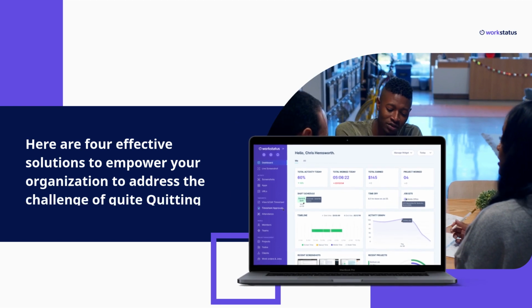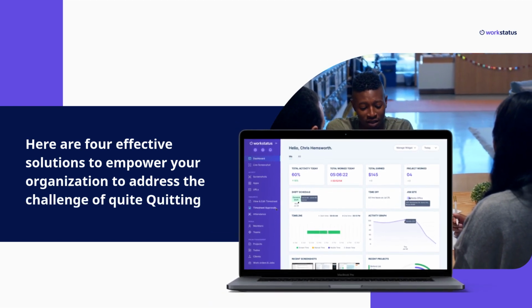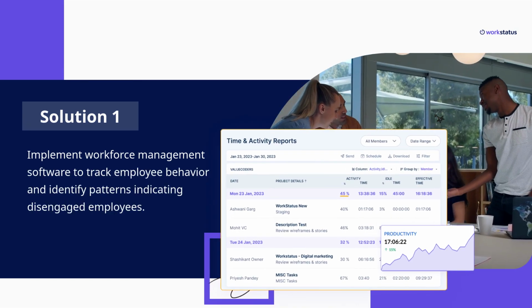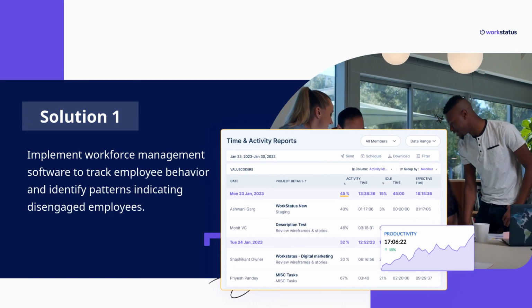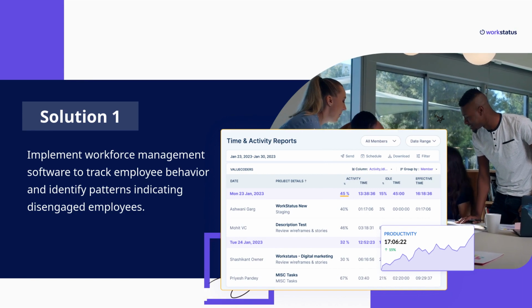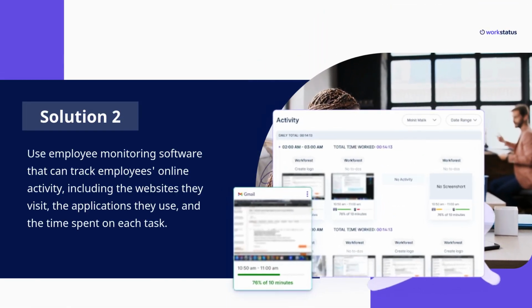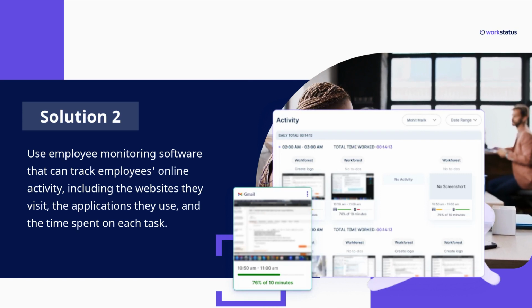Are you concerned about the rising trend of quiet quitting in your organization? This timely identification of potential problems allows the organization to address them before losing their valuable employees. With a real-time screenshot, employers can monitor employees' work and detect any suspicious activity.